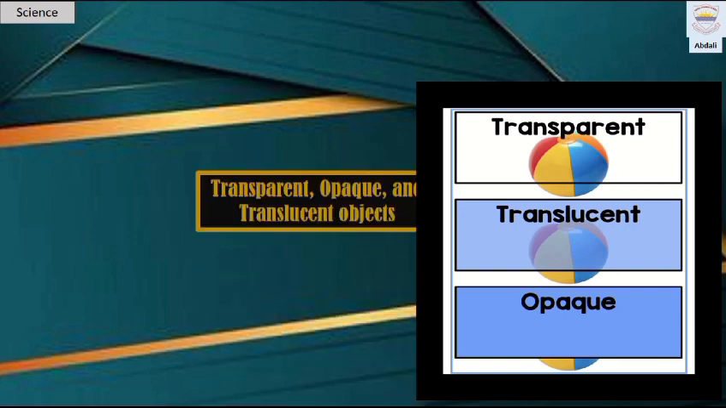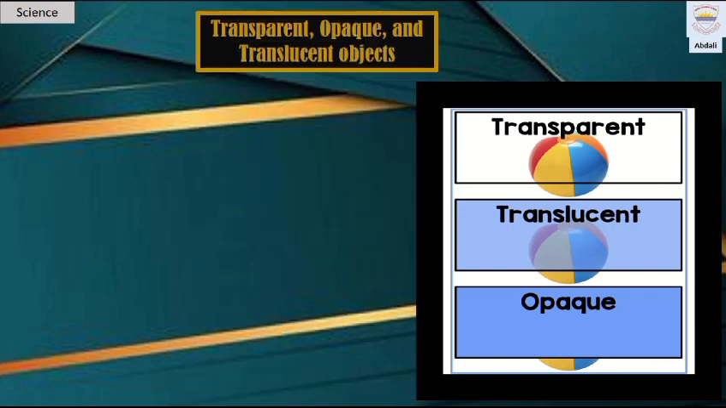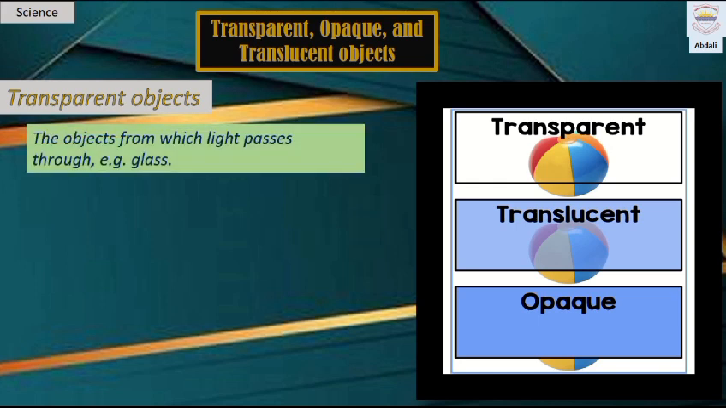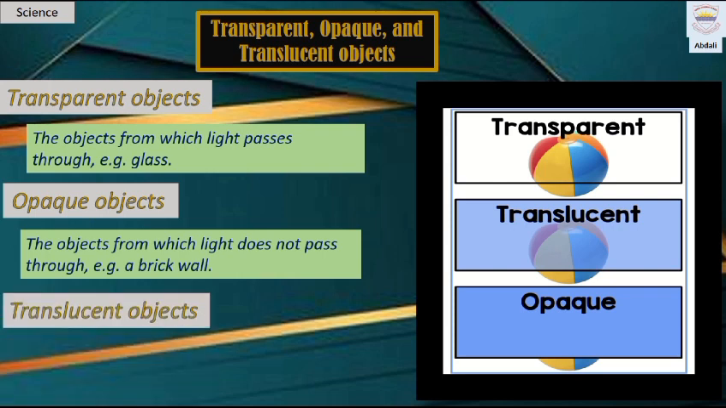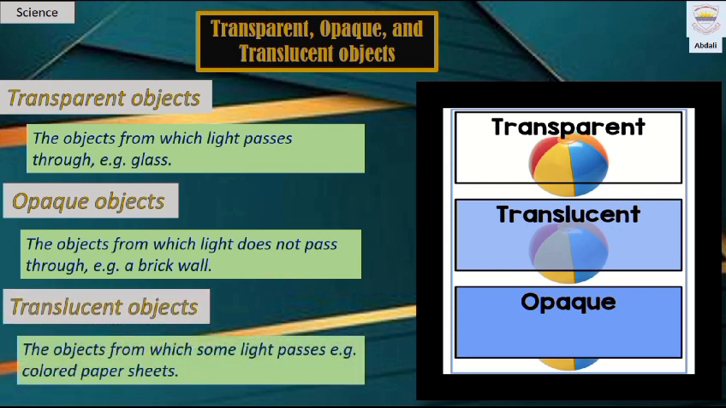Transparent, opaque, and translucent objects. Transparent objects: the objects through which light passes, for example glass. Opaque objects: the objects through which light does not pass, for example a brick wall. Translucent objects: the objects through which light partly passes, for example colored paper sheets.